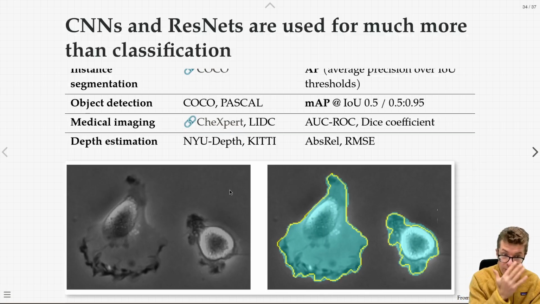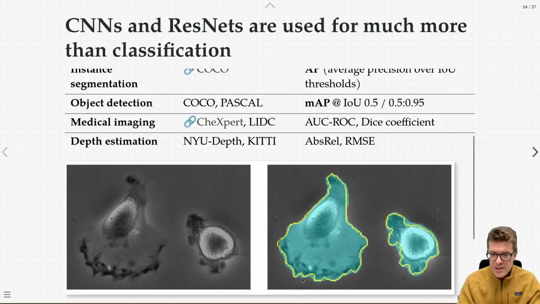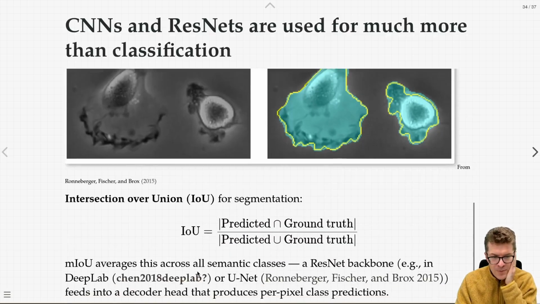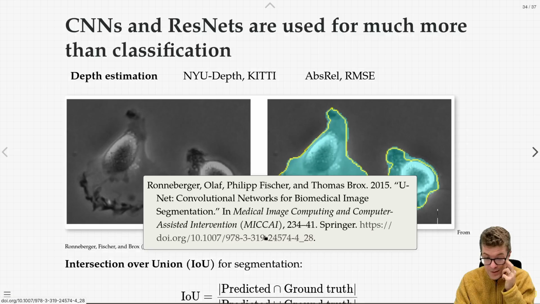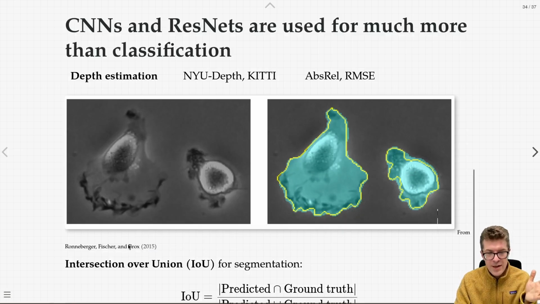So classification on one hand, but segmentation is the task which is very similar to what we saw a moment ago. We have an image, like you see here on the left. This comes from the UNet paper, which is another architecture for representing CNNs that is used a lot in medical imaging. Famous paper here. I click on this. Yet another architecture based on CNNs.